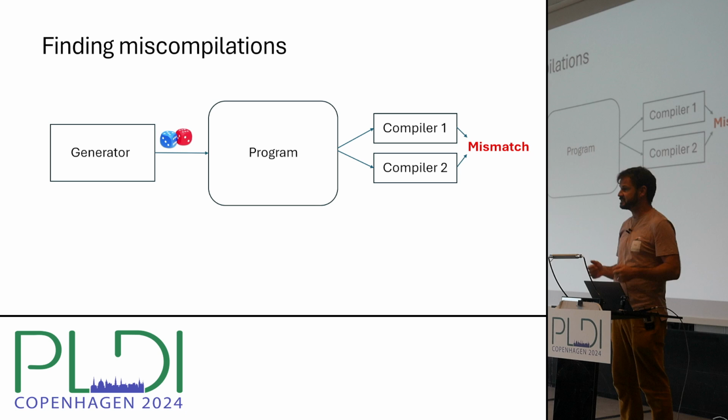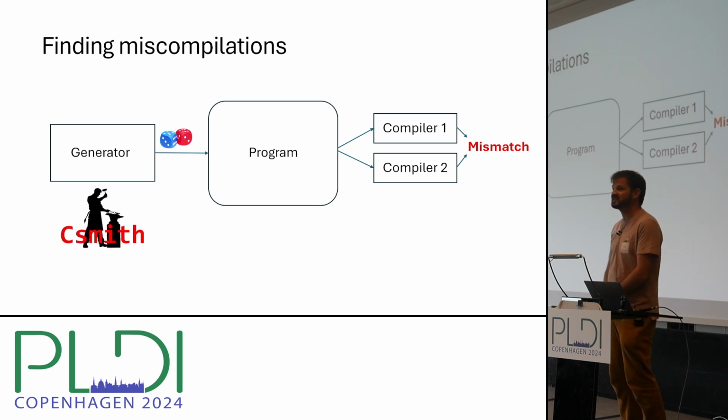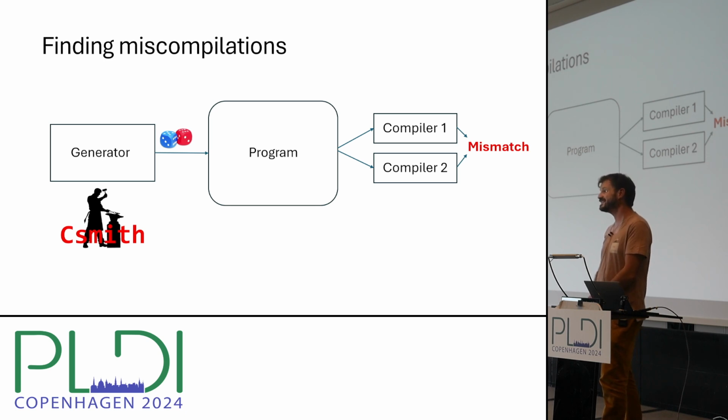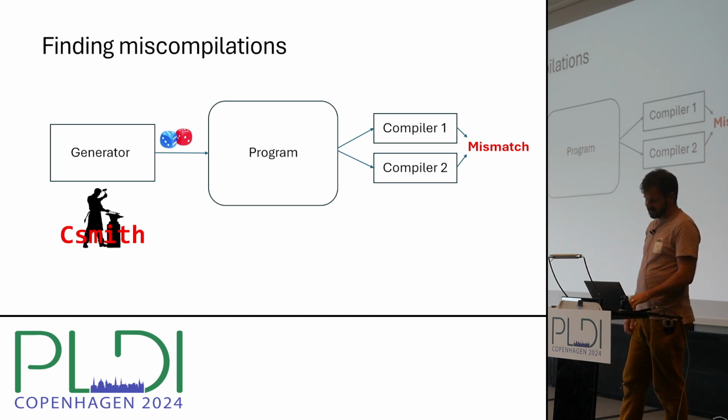This is a very popular technique for finding miscompilation bugs. And in my opinion, the most successful example of this technique is the CSmith tool from John Regehr, our esteemed program chair's research group, which was published here in 2011 and won a Test of Time award in 2021. So this is a very successful technique for finding compiler bugs.